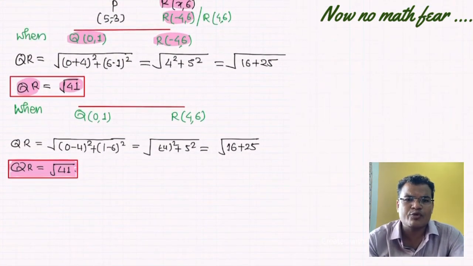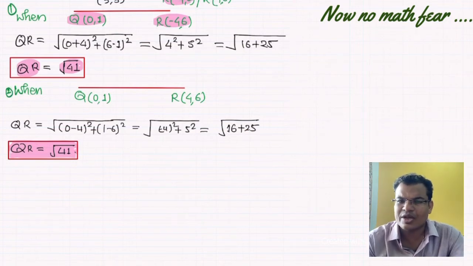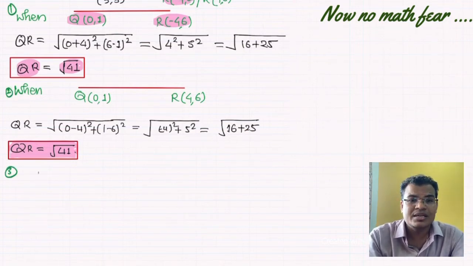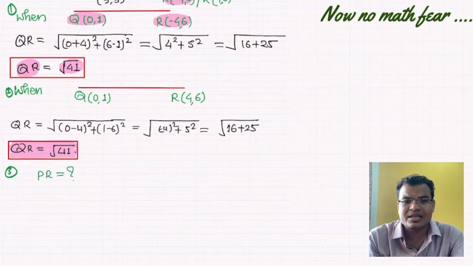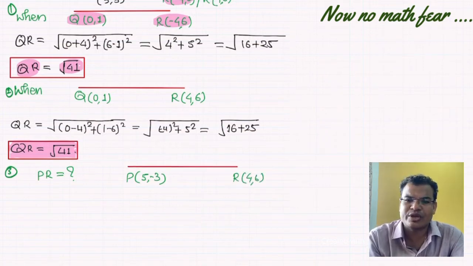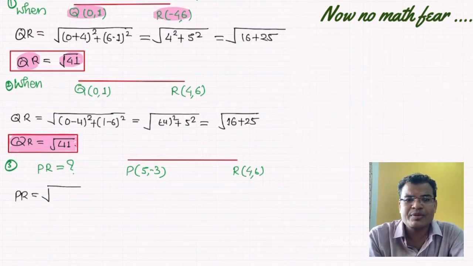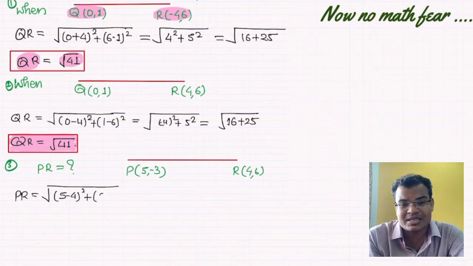So QR is okay. Now we have to find one more thing, that is PR. I told you we have to find three parts here. The first part is done; second and third is PR, the distance between P and R. So what I am doing here: P is 5 comma minus 3, R is 4 comma 6. I am not taking the minus value this time, because there is no difference between minus and plus. I am taking the positive values here. If you take minus 4 comma 6, you will also find the same value of PR. So PR will be x2 minus x1, y2 minus y1 whole square. So directly 5 minus 4 whole square plus 6 minus 3, that is plus 3.